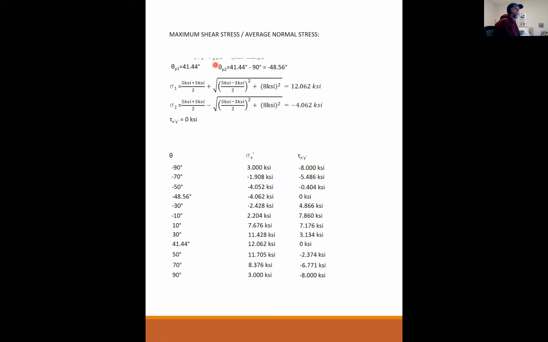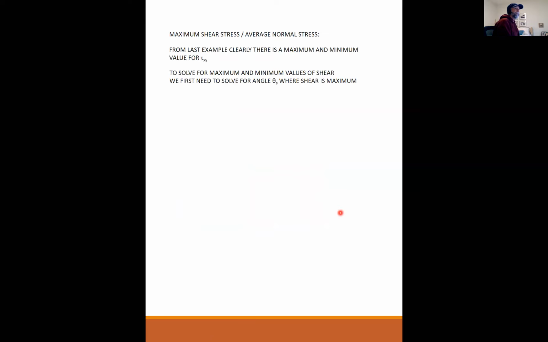By the same token, we can find a maximum shear stress and our average normal stress. So from our example, you can clearly see that there was also a maximum and minimum value for tau, which is our shearing stress, which goes from minus 8 to almost 8 to minus 8. So there's going to be a minimum and there's going to be a maximum in here somewhere. To solve for the maximum and minimum values of shear, we need to first solve for the angle theta s, where shear is maximum.